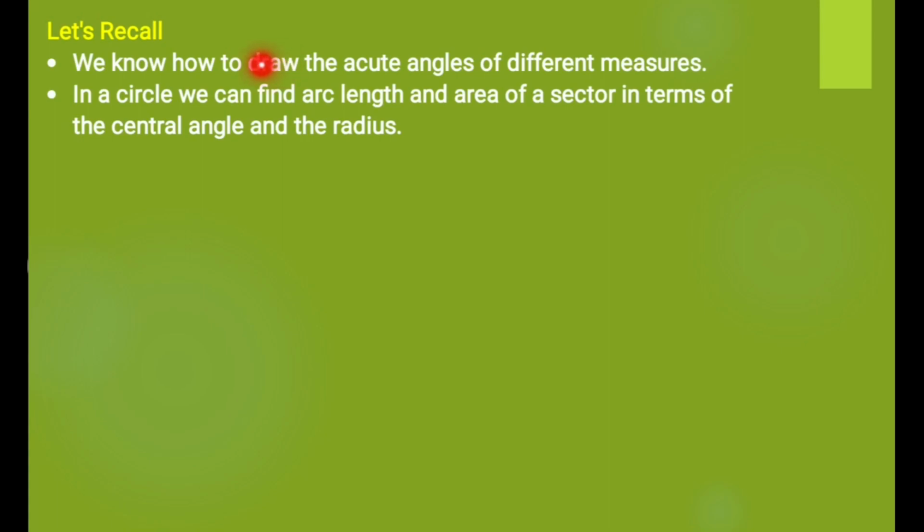For that we have to recall some points that we studied in class 10 or class 9 or below. So we recall some concepts here. First, we know how to draw acute angles of different measures. Second, in a circle we can find arc length and area of a sector in terms of the central angle and the radius. This concept you studied in class 10.